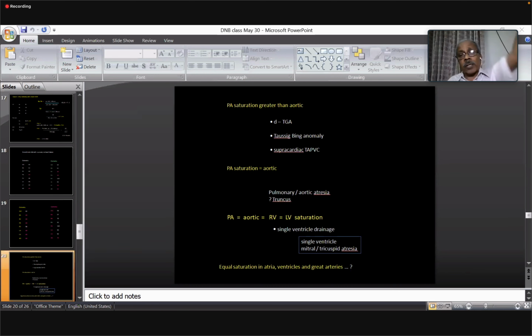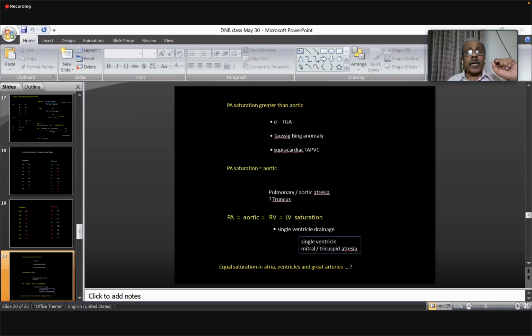Where both the ventricles will empty to the aorta, and that will provide blood to the pulmonary artery through AP collaterals or through an ABT shunt or whatever it is. Truncus, theoretically, but there will be streamlining, so less likely to have equal saturation. But some examiners want truncus also to complete the list, but there will be streamlining, so it will not be equal. This will be equal in atresia.